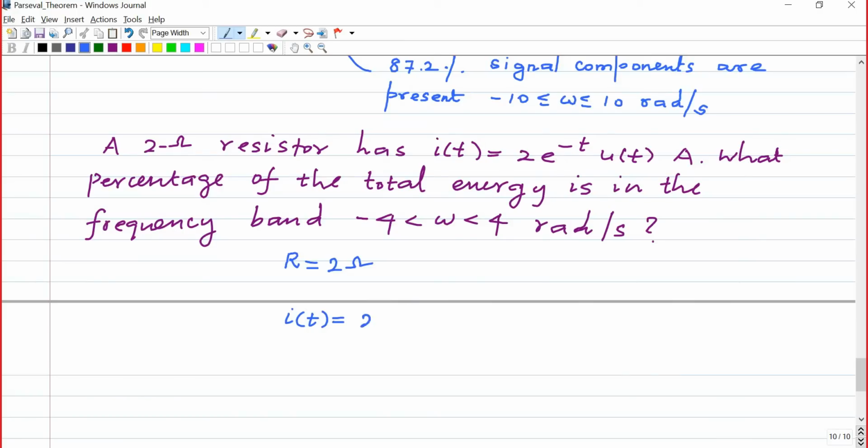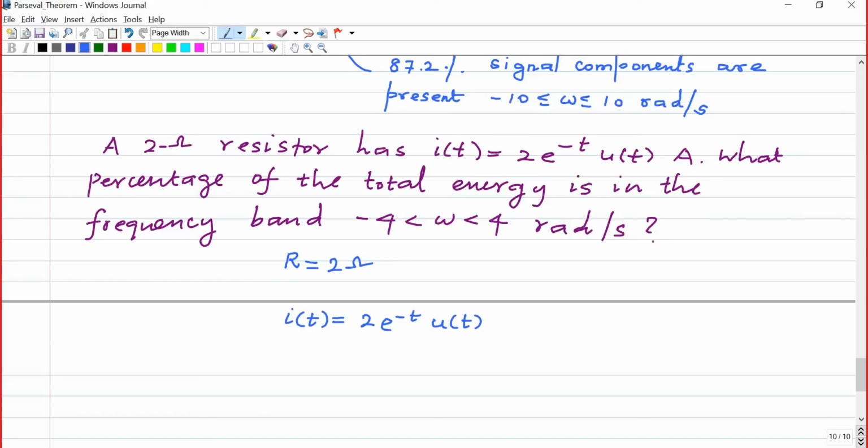I(t) = 2e^(-t)u(t) ampere. Okay. See, as I said earlier, this problem is based on the Parseval's theorem. But we are not going to prove the Parseval's theorem. I am going to take the frequency domain expression for calculating the energy. So whatever is given here, it's current.